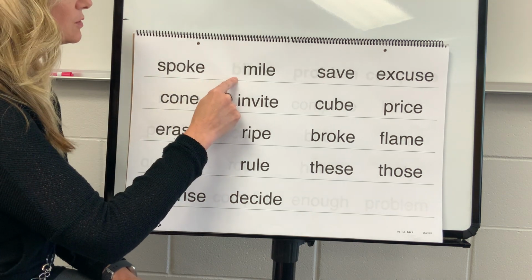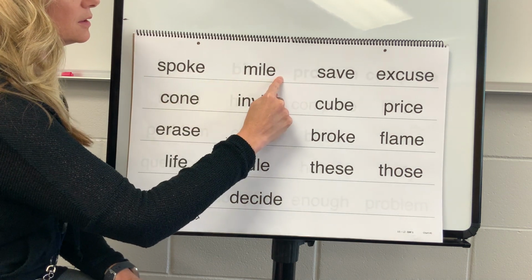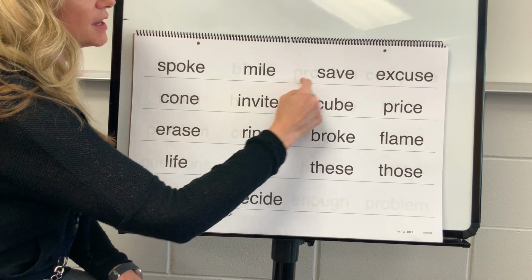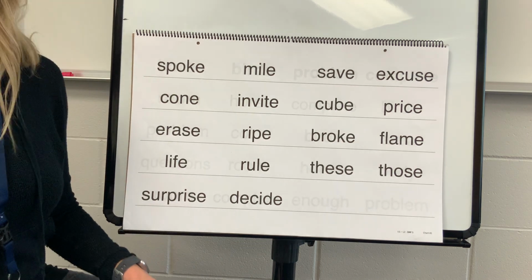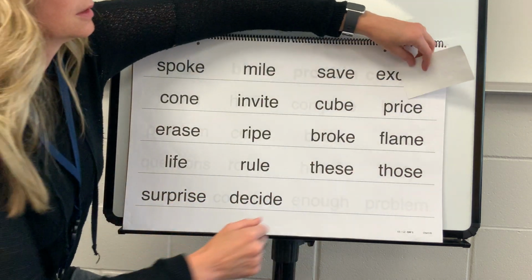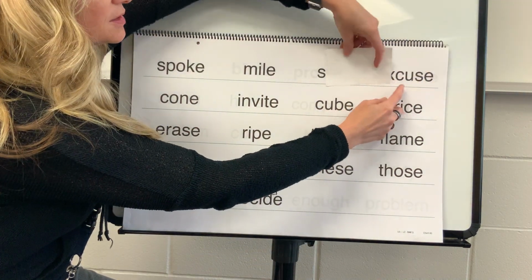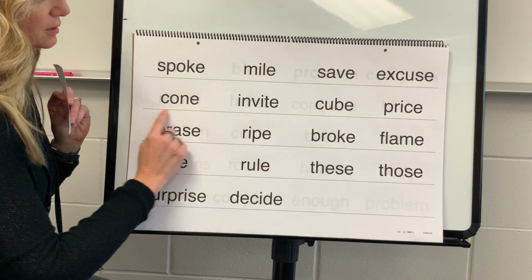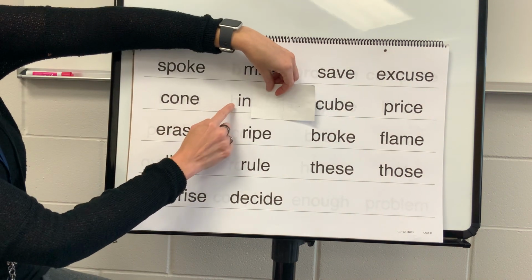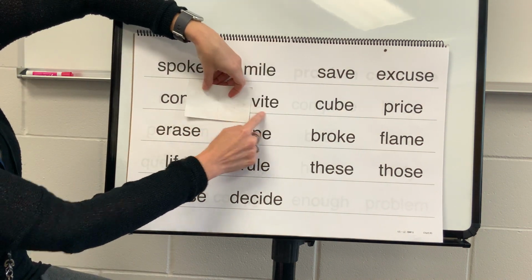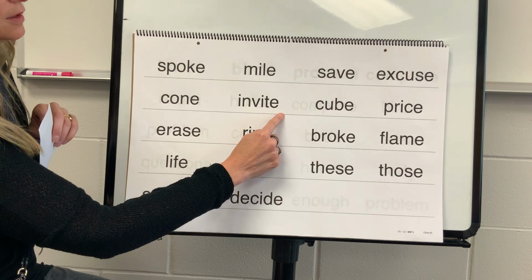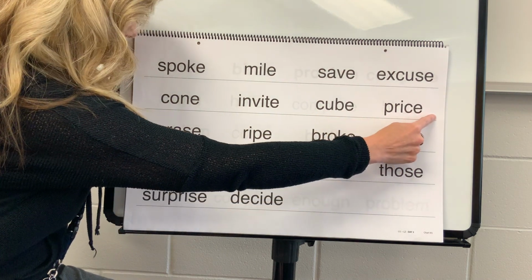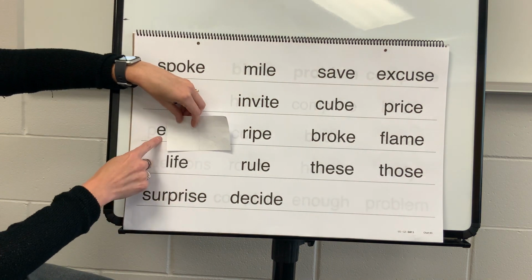Word. Spoke. Yes, spoke. Word. Mile. Yes, mile. Word. Save. Yes, save. This is in two parts. Syllable. Ex. Syllable. Cuse. Word. Excuse. Yes, excuse. Word. Cone. Yes, cone. Syllable. In. Syllable. Vite. Word. Invite. Word. Cube. Word. Price.